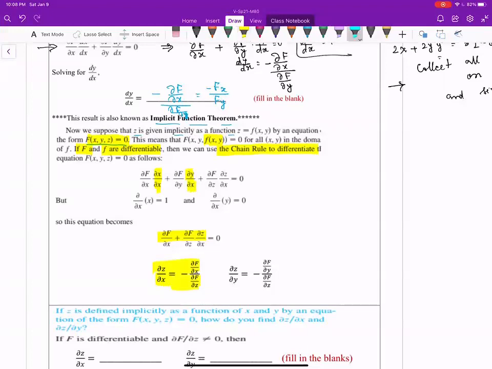Then dou z by dou y is negative partial derivative of F with respect to y over partial derivative of F with respect to z, with a negative sign. One way to remember is that if you see z in the numerator on the left, then z will occur in the denominator here. If you see x in the denominator, you'll see x in the numerator. That's one way to remember.